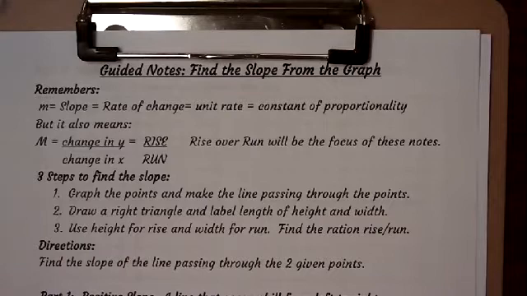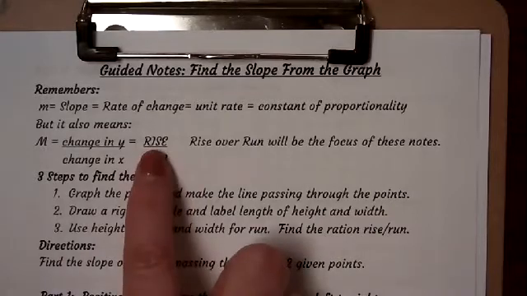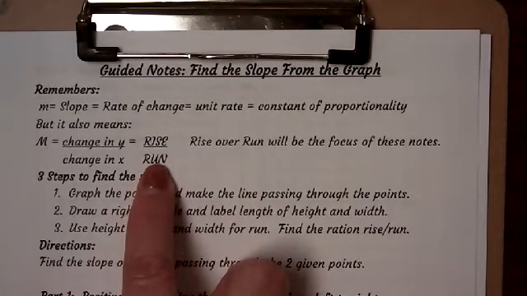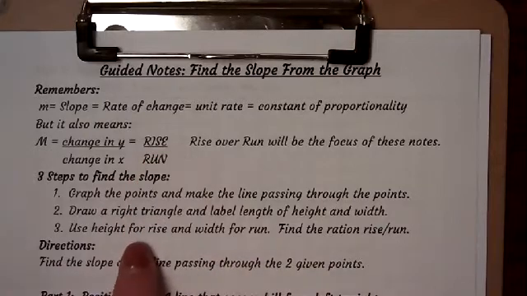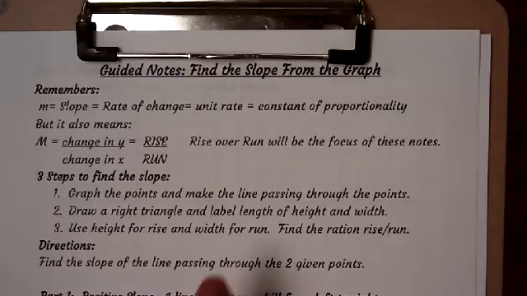Okay, then what you're going to do to make your rise over run ratio is the height is going to be the rise, the run is going to be the width. So then you just take those lengths and put them into your fraction and simplify. Okay, sounds like a lot, but it's actually quite easy. Okay, so let's get started.